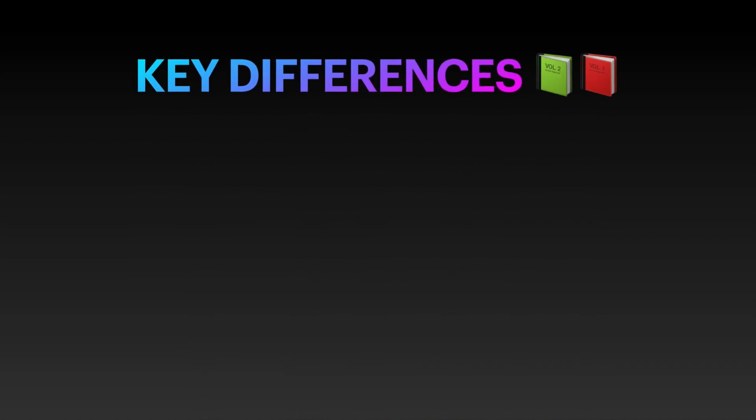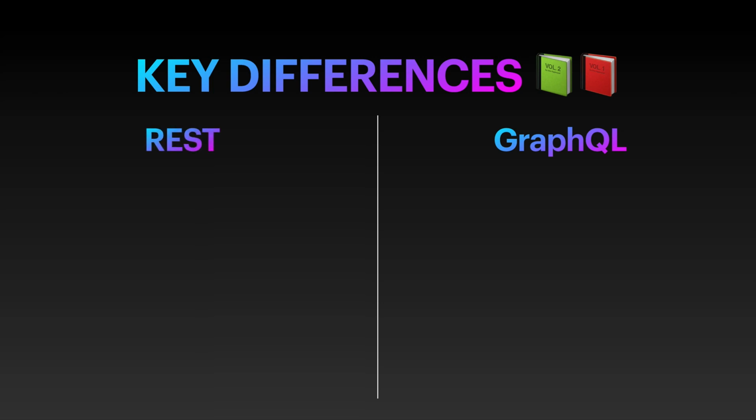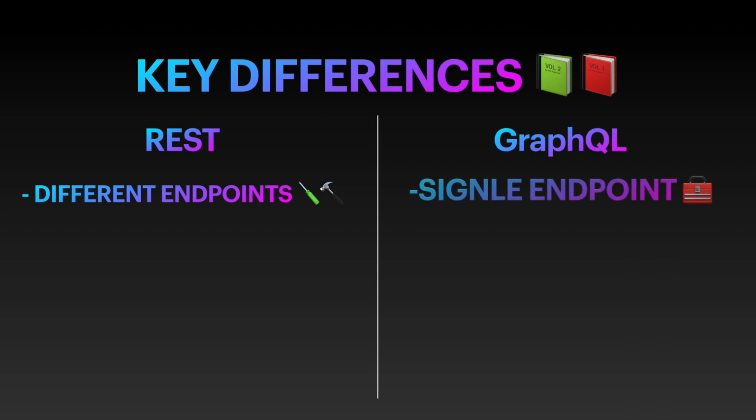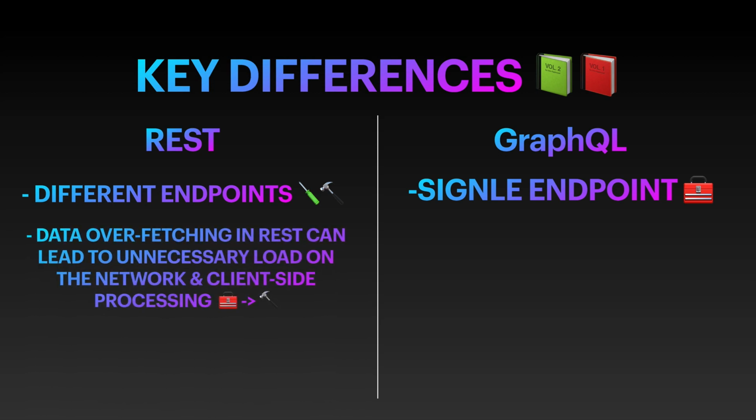Let's break down the differences. In REST, data is accessed through different endpoints, and each endpoint returns a fixed data structure. It's like using different tools for different tasks, a hammer for nails and a screwdriver for screws. GraphQL, on the other hand, has a single endpoint. Clients send queries specifying exactly what they need. It's akin to a multi-tool, adaptable to various tasks in one go.